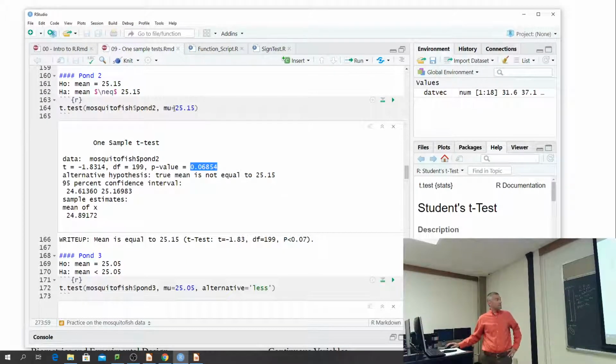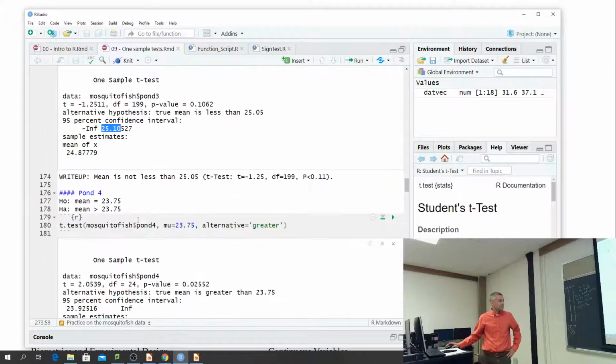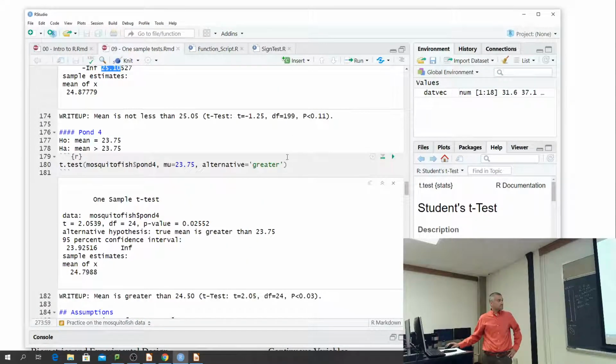Did the confidence interval capture 25.15? Yeah, just barely, but it did. It captured it. All right. Pond 3, no difference. Did it capture 25.05? Oh yeah, it captured it. We went from negative infinity to 25.1. And pond 4, 23.75. Check out our confidence interval.